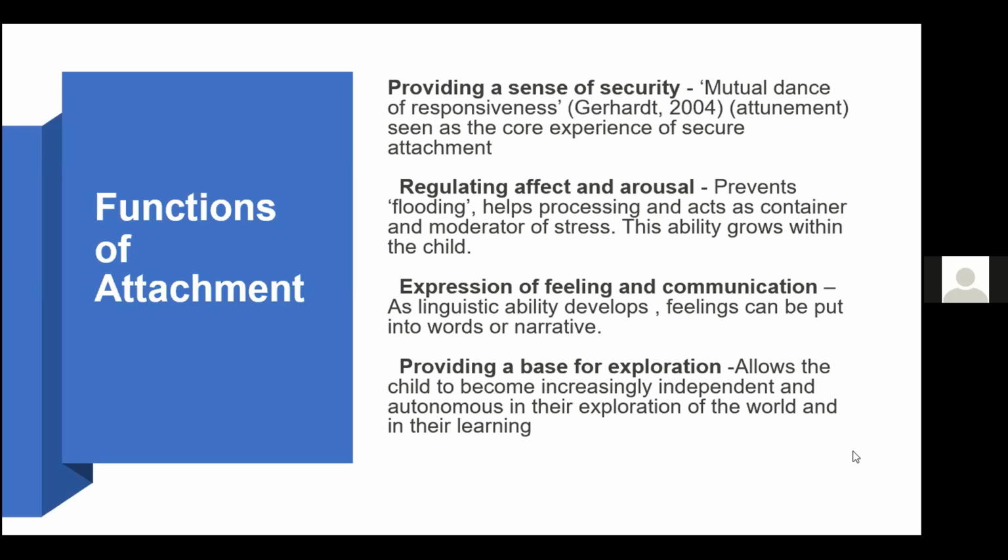And you'll notice there that it's labelled attunement, and we will be thinking about that a bit further on this morning as well, because that attunement process is seen to be the core experience of secure attachment, that ability to relate to another. It also helps us to regulate our emotions and our arousal levels, because through the attachment cycle, the adult is able to take on the child's anxiety and feelings of upset and contain that in a safe way, and then reflect that back to the child, and therefore show an ability to cope.